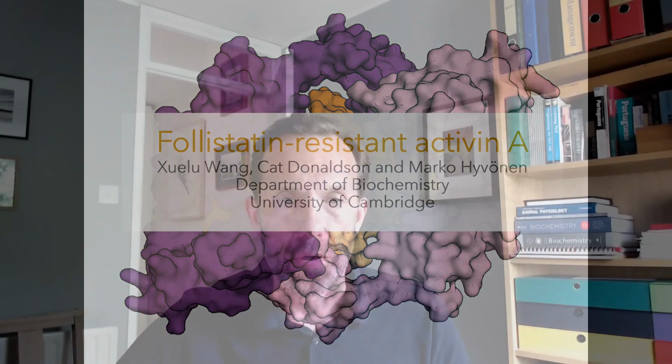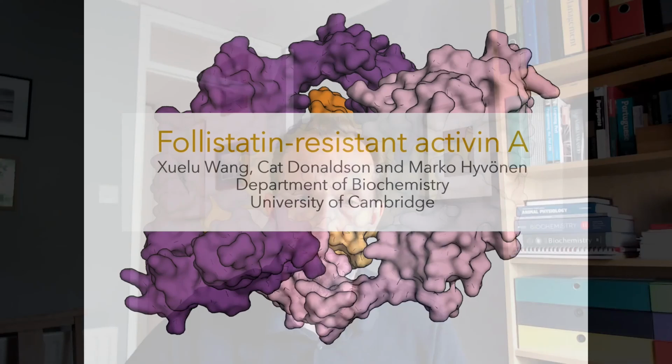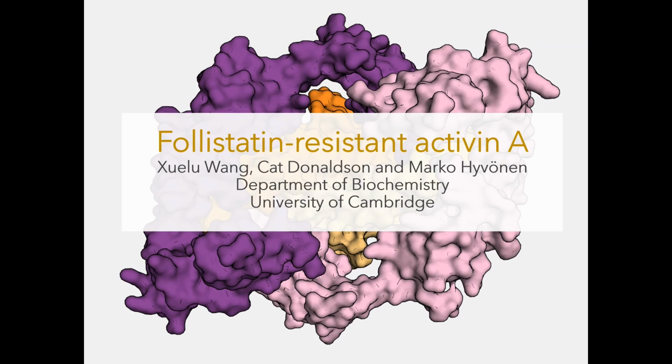Hello, my name is Marko Hyvönen, and I'm telling you here a brief story of a protein engineering project we have done in my group at the University of Cambridge. This is our attempt to develop a modified version of Activin A, which is resistant to inhibition by follistatin. The work was done mainly by Chulu Wang, with the start of the project done by Kat Donaldson in her PhD.